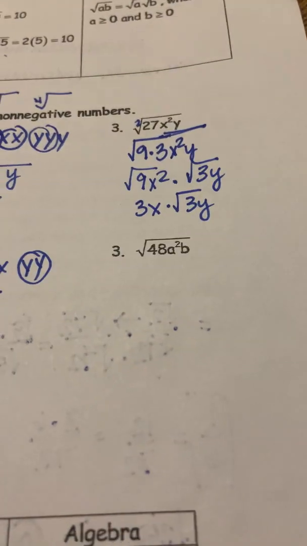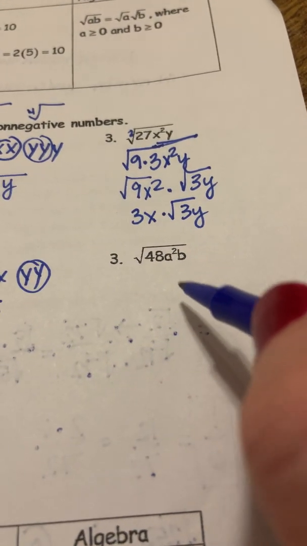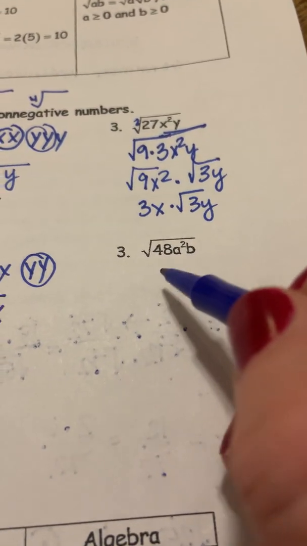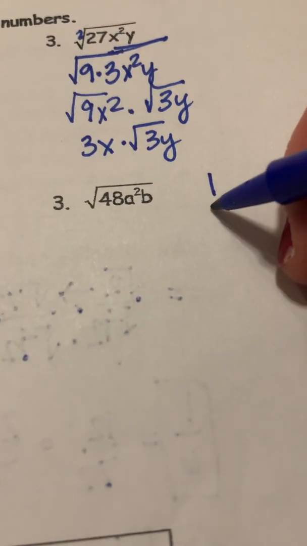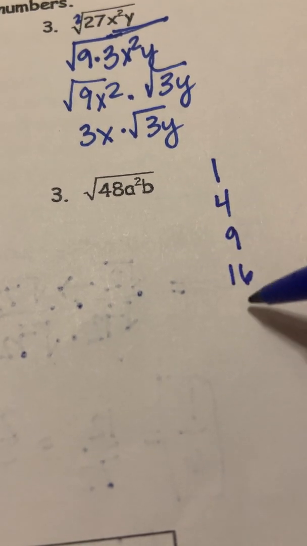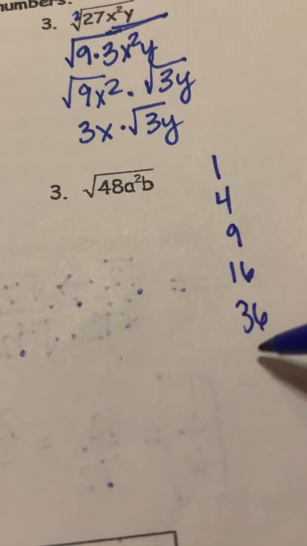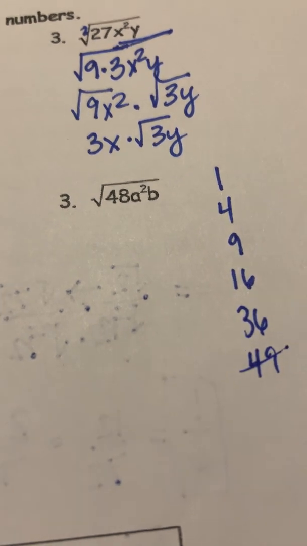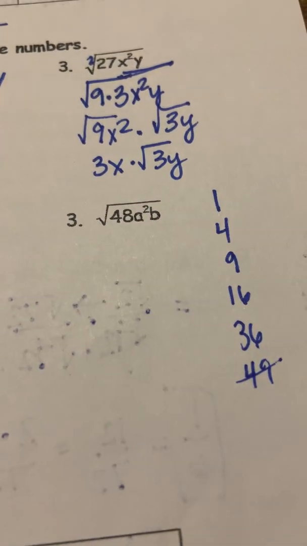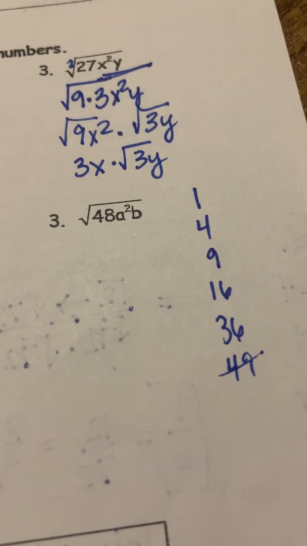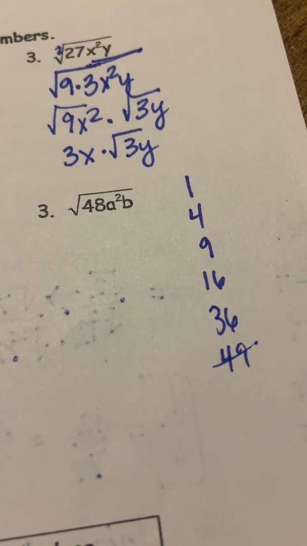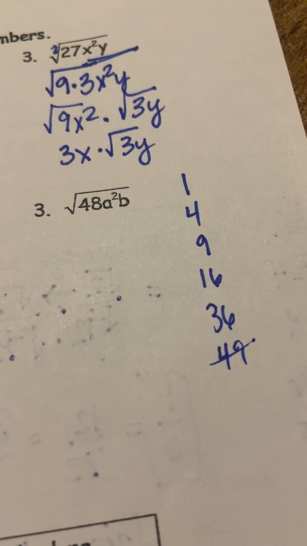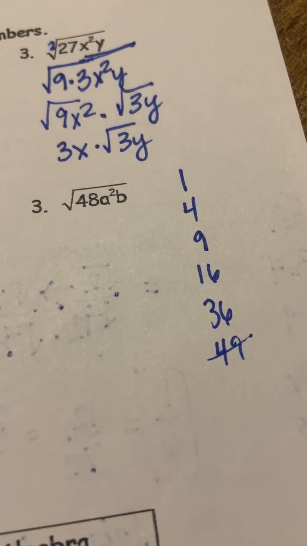Okay, the last one here is the square root of 48a squared b. Now 48, you have to tell if it's divisible. So you're going to go 1, 4, 9, 16, 36, and then the next one would be 49, but 49 we can't do because it's too high. Which one of these numbers is 48 divisible by? Is 48 divisible by 36? What do you think? I would say no, right? Is 48 divisible by 16? And it is. So 16 times 3.